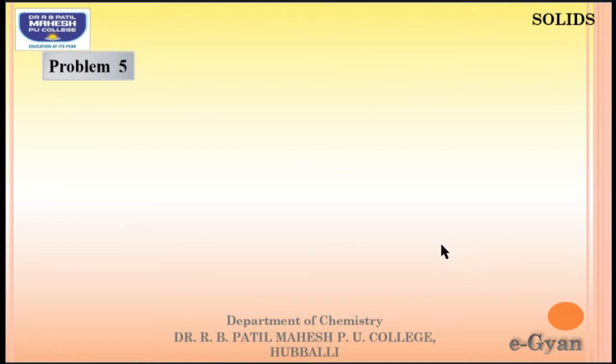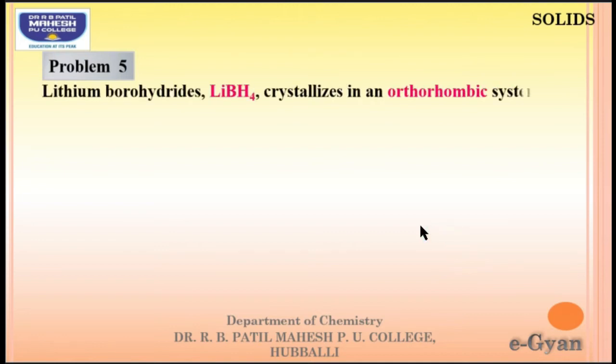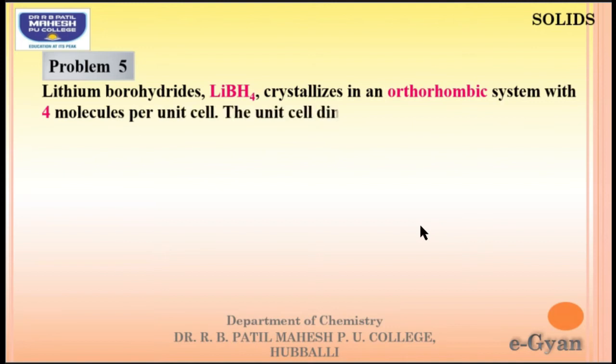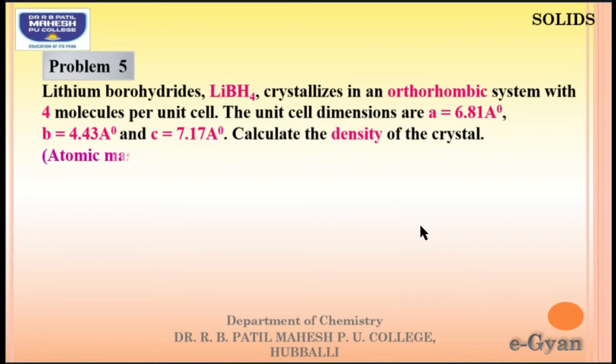Next numerical. Lithium borohydride, LiBH4, crystallizes in an orthorhombic system with 4 molecules per unit cell, that is Z is equal to 4. The unit cell dimensions are A is equal to 6.81 angstrom, B is equal to 4.43 angstrom, C is equal to 7.17 angstrom. Calculate the density of the crystal.